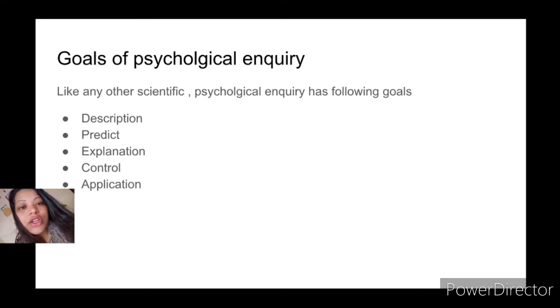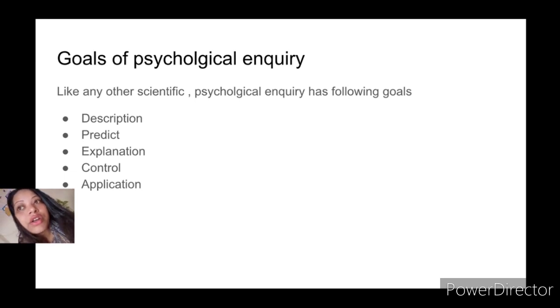And the next one is control. Control means what? Sometimes modifying or controlling behavior is very important. For example, when you can predict the behavior, you can even control the behavior, right? For example, a student who is not studying at all, we can control his behavior by giving various therapies or various counseling, so that he can manage his studies well, and he also puts some concentration in his studies, right?